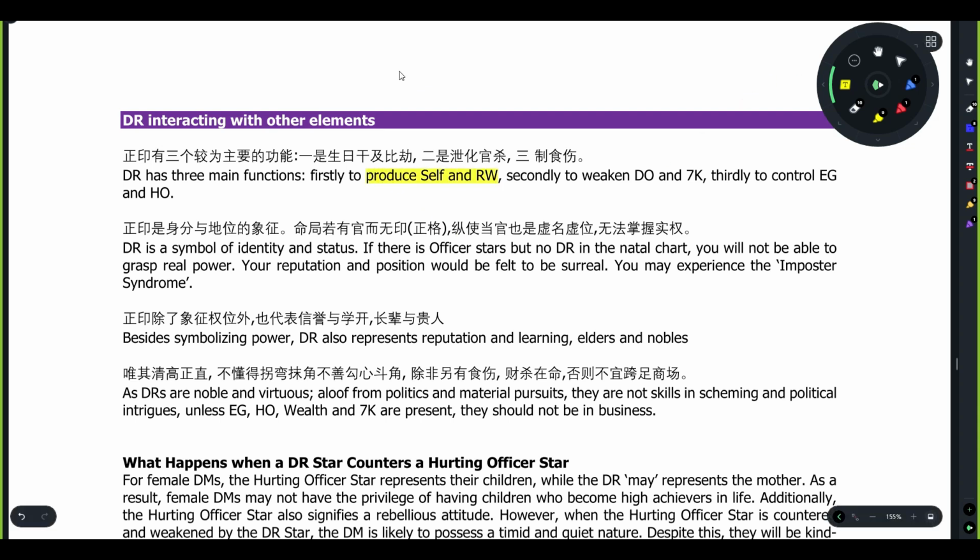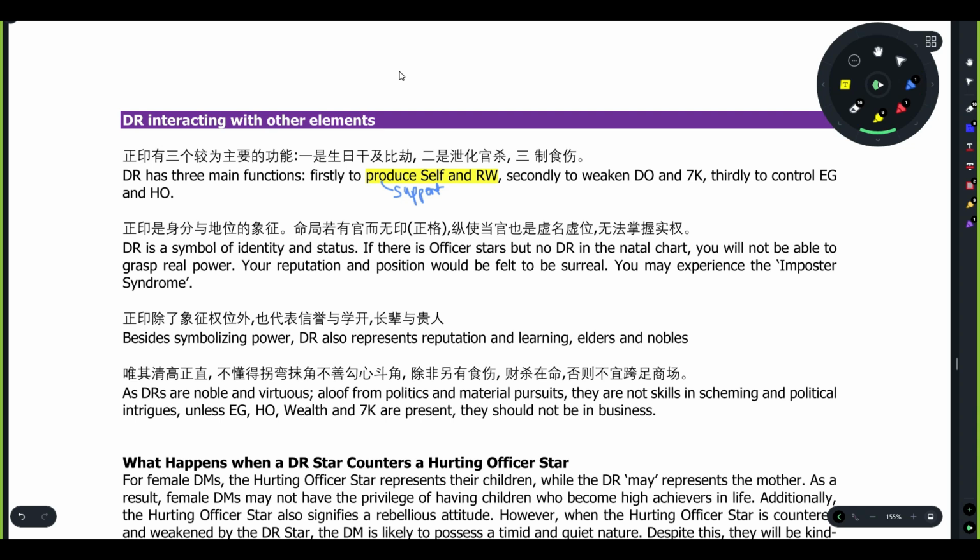Now, to produce the self, it gives life to the day master and to rob wealth. And therefore, the production here represents that it supports. And so this is where we look into direct resource being the mother, being the teacher, being the mentor, being the nobleman, the coherent. Therefore, direct resource is always essential to the day master.